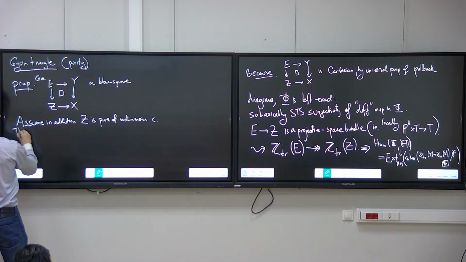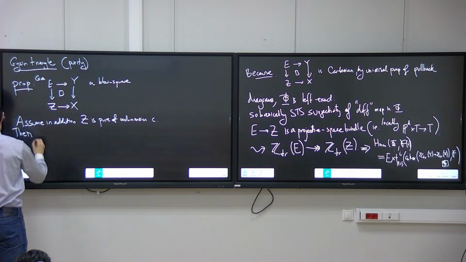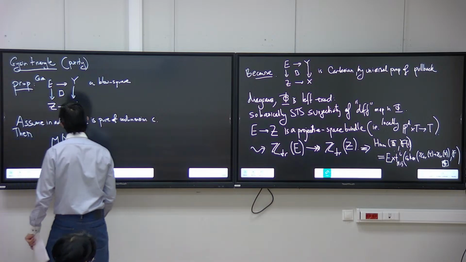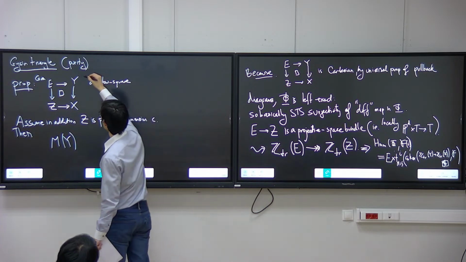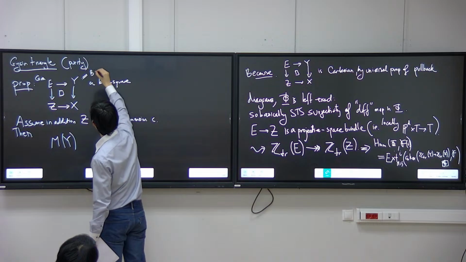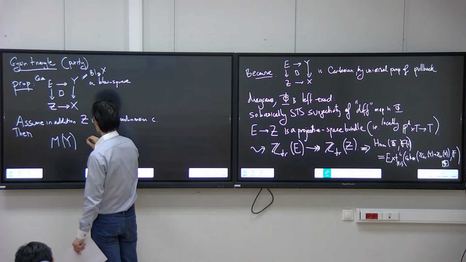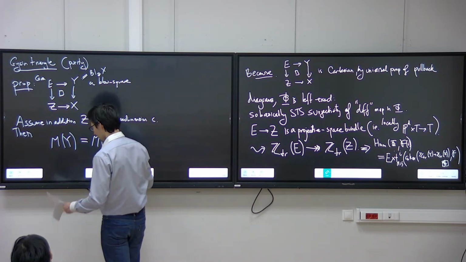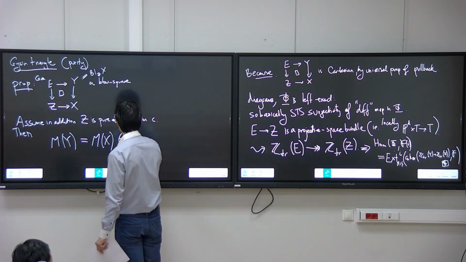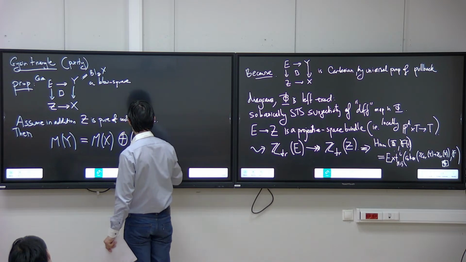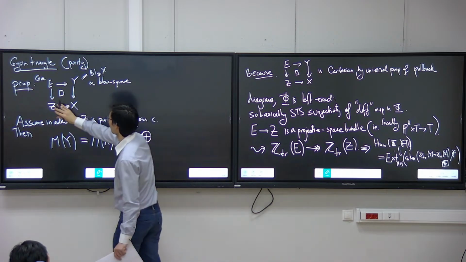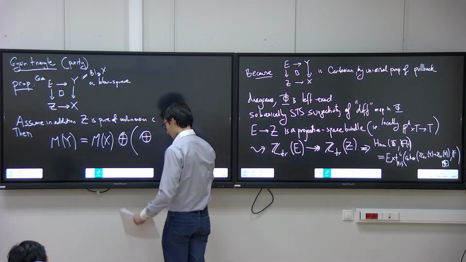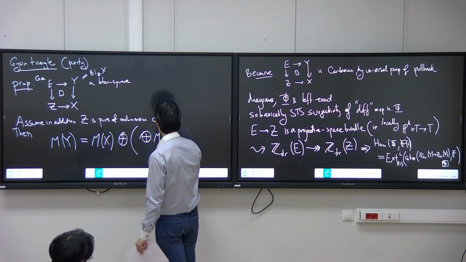Then the motive attached to Y, so just the blow up, is equal to the motive attached to X plus something coming from the projective part of Z. So let me write it and explain the motivation.